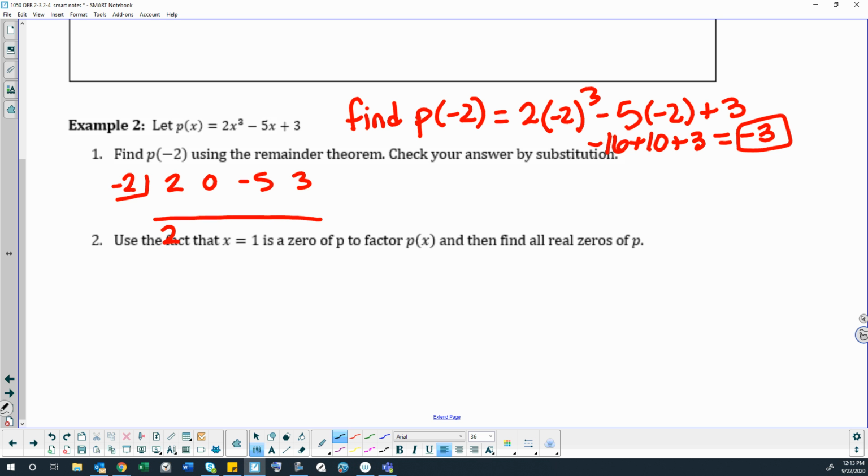Okay, so bring that down to 2. So 2 times negative 2 is negative 4. 0 plus negative 4 is negative 4. Negative 4 times negative 2 is positive 8. Negative 5 plus 8 is 3. 3 times negative 2 is negative 6. 3 plus negative 6 is negative 3. Now the reason this is called the remainder theorem, look at the remainder.